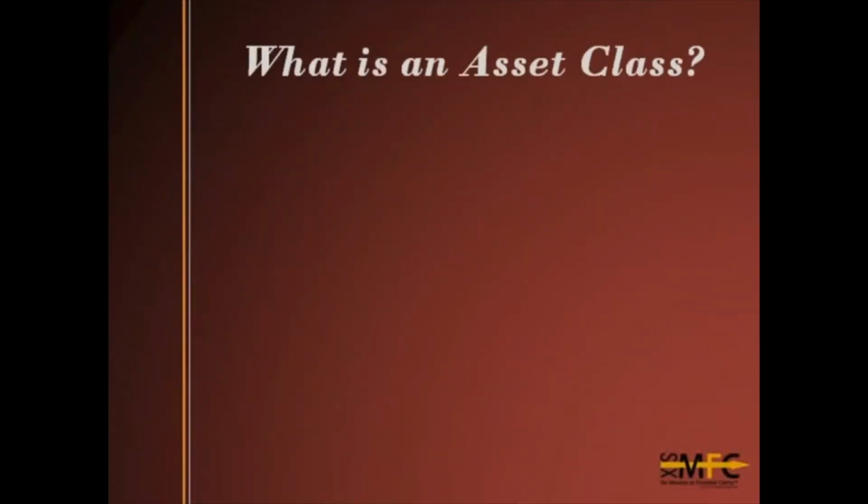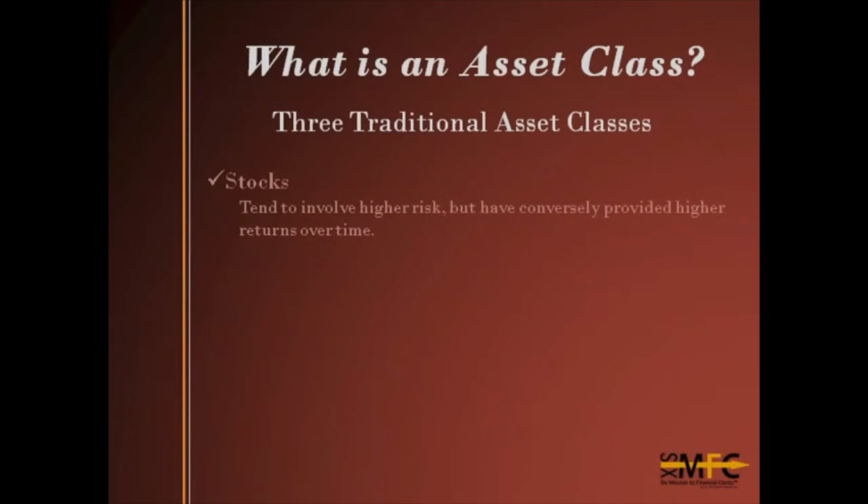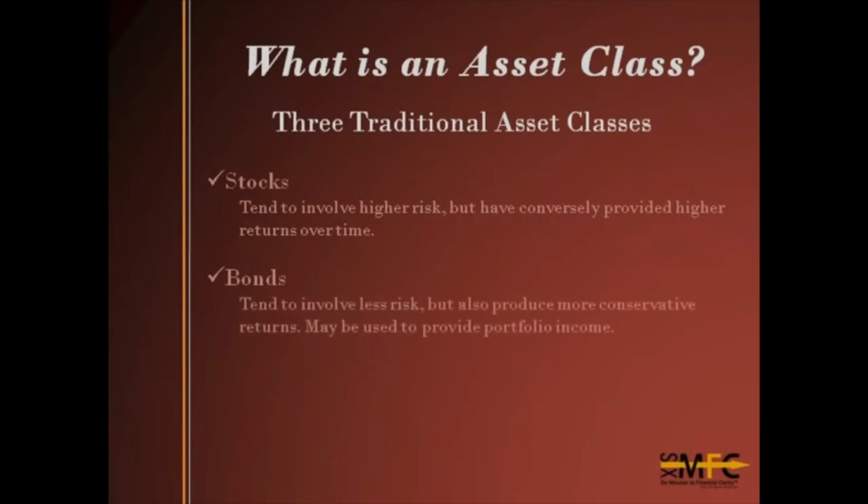Just what is an asset class? Well, there are three traditional asset classes. There are stocks, which tend to involve higher risk, but have conversely provided pretty good returns over time. There are bonds, which is basically an IOU of a corporation or government agency that says, if you give me so much money, I'll give you so much interest over time, and then I'll give you your money back. Now, they tend to involve less risk, but they also produce more conservative returns, and they may be used to provide portfolio income down the road when you need it.